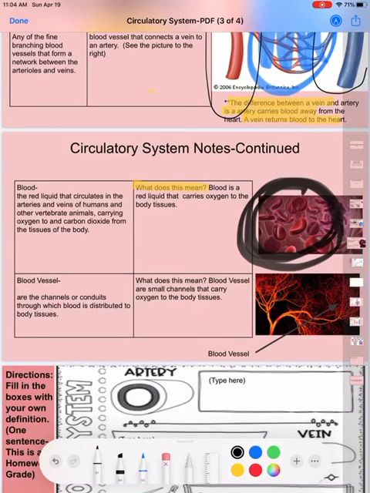Then we have a blood vessel. Blood vessels are the channels or conduits through which blood is distributed to body tissue. This means blood vessels are small channels that carry oxygen to the body tissues. So if you look at the picture, these little things that look like trees coming out with little branches, those are blood vessels.